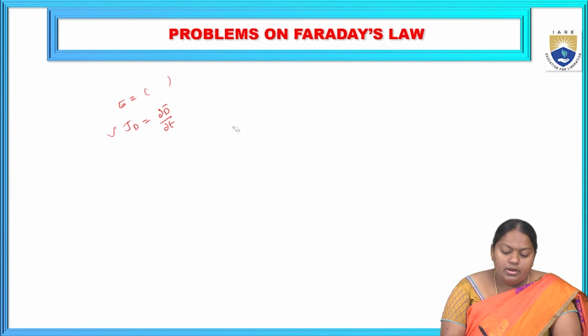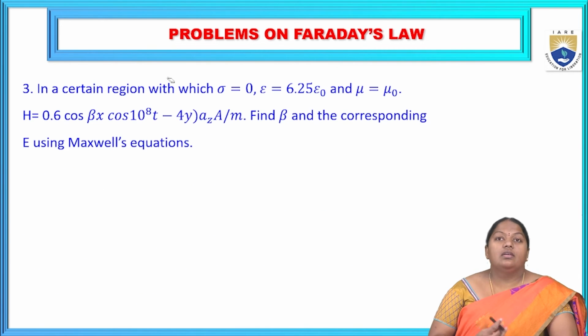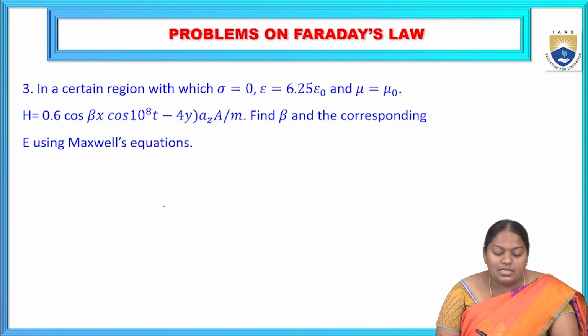In the given, the next one is one more problem, again based upon Faraday's law. In a certain region with sigma equal to 0, there is no conductivity in that particular region. Hence we are considering it almost like a free space medium. Hence sigma equal to 0, epsilon is to be considered as 6.25 epsilon naught, and mu is equal to mu naught.